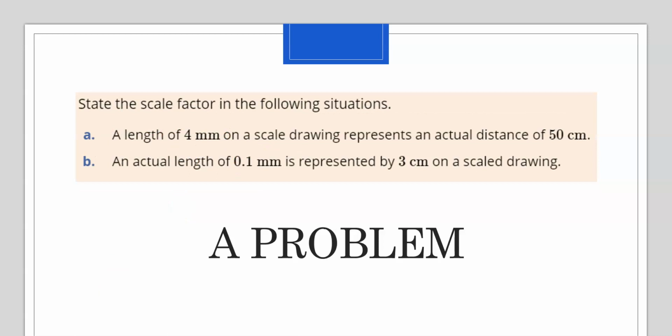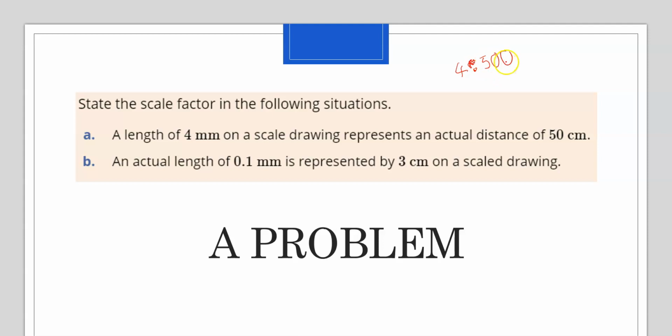All right, state the scale factor in the following situations. A length of 4 millimeters on a scale diagram is 50 centimeters in real life. Okay, so we've got 4 millimeters. We've got to change them to the same units first of all. We like to keep whole numbers, so we're going to say 4 millimeters is 500 millimeters, because 50 centimeters is 500 millimeters. All right, so we've got 4 to 500.